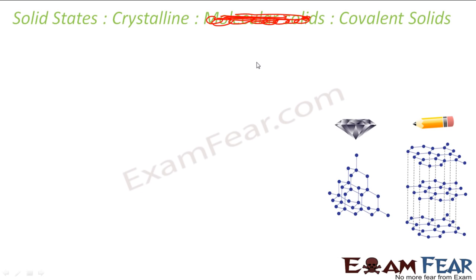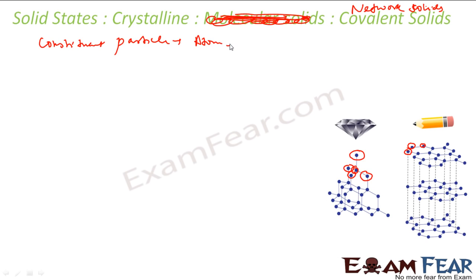So let's start with the covalent solids, also called network solids, because of the strong network they form. Looking at the shape, you can see the network. Here the constituent particles are atoms, carbon atoms. In the case of diamond and graphite, all these blue dots are carbon atoms. So the constituent particle is the atom, and they are connected by covalent bonds.